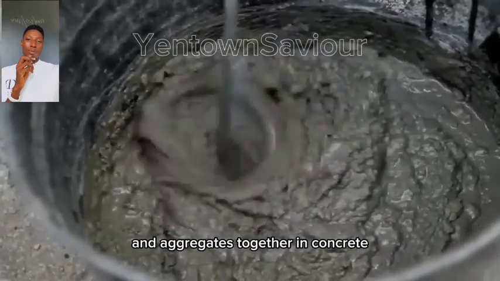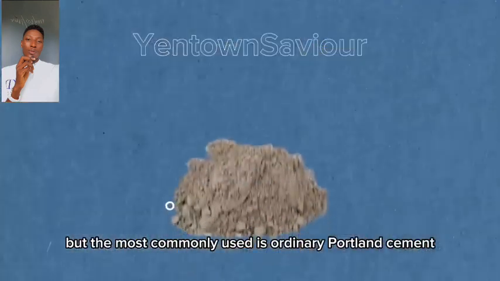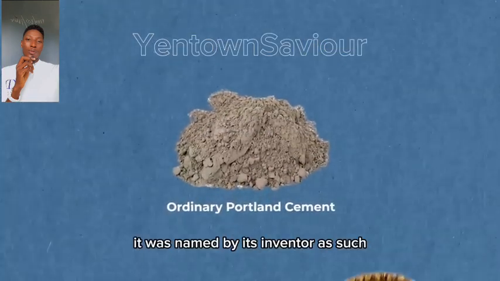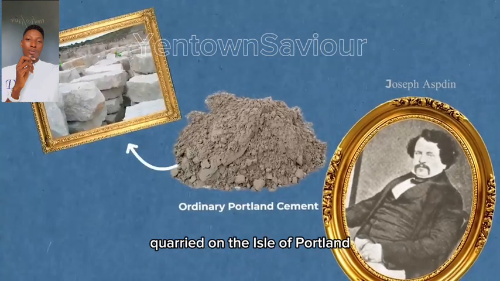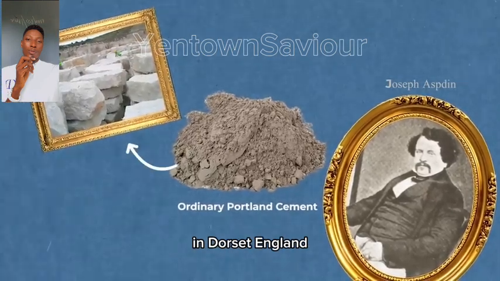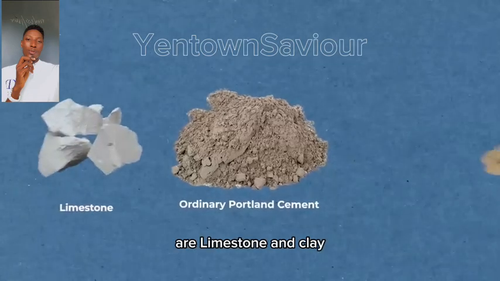There are many different kinds of cement, but the most commonly used is ordinary Portland cement. It was named by its inventor as such because its color resembled the stone quarried on the Isle of Portland in Dorset, England. The primary raw materials used in cement production are limestone and clay.